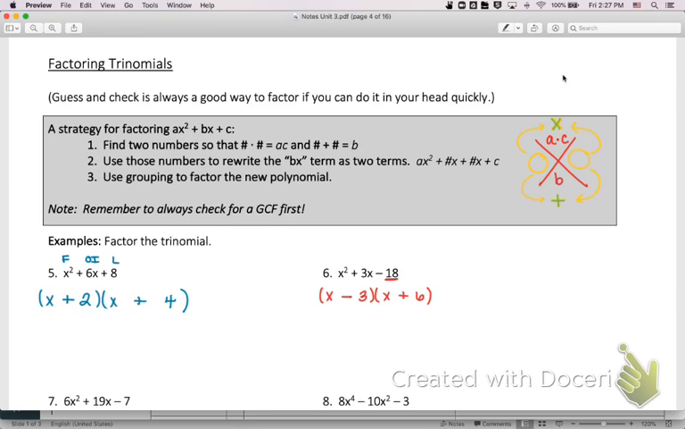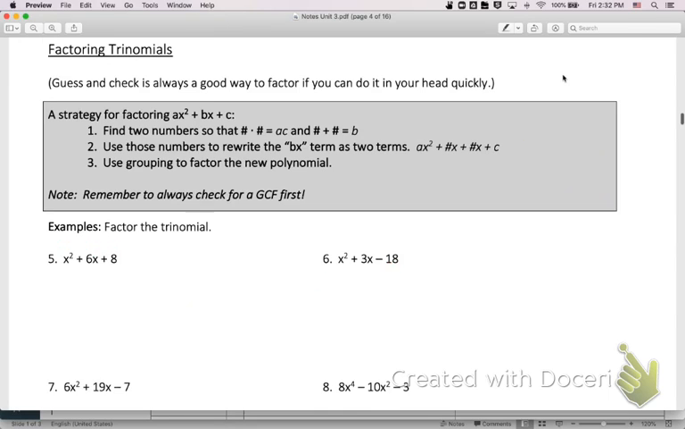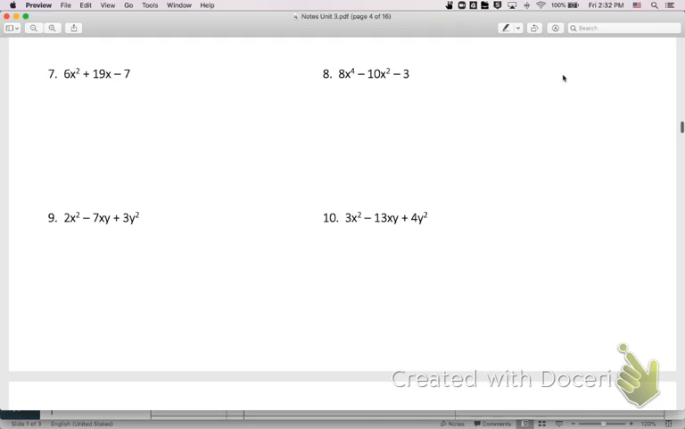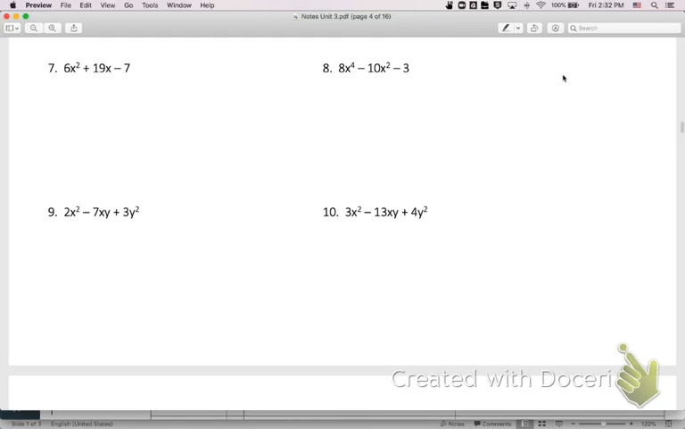Let's look at number 7. I'll show you how I do this one in my head. Again, this has a pair of factors that are pretty small. If you look at 6x squared, the only way that you can get 6 is 1 times 6 and 2 times 3. If you look at the last, 7, the only way we can multiply to get 7 is 1 and 7. So that's where I'm going to start.